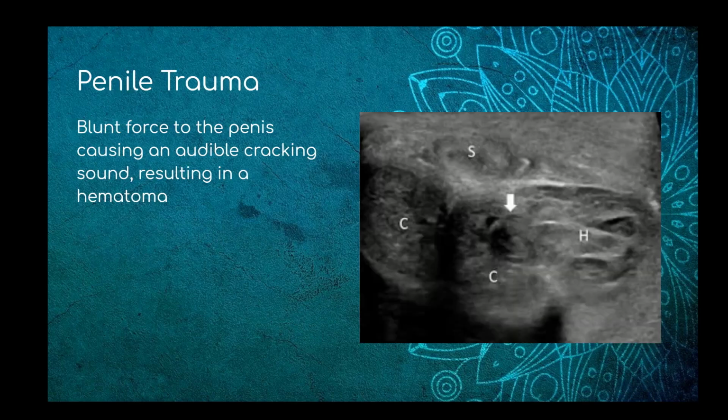Penile trauma then usually happens during some sort of blunt force to the penis. There's usually an audible cracking sound, and what happens is a hematoma will result. And so we're just going to scan the penis looking for any abnormal appearance to it, remembering that hematomas can look different based on how old the blood is.